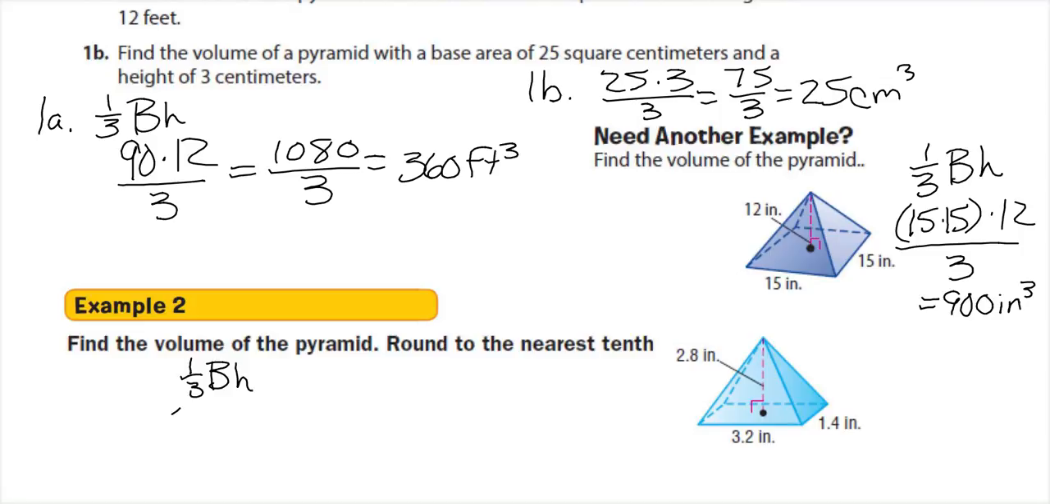All right, so we're going to take 3.2 and times it by, excuse me, 1.4. And then we're going to times it by how tall the pyramid is. Okay, so what's the height of the pyramid? The height is 2.8. And we're going to divide that whole thing by 3. Okay, so let's get the top part first. Let's do 3.2 times 1.4 times 2.8, and I get 12.544.